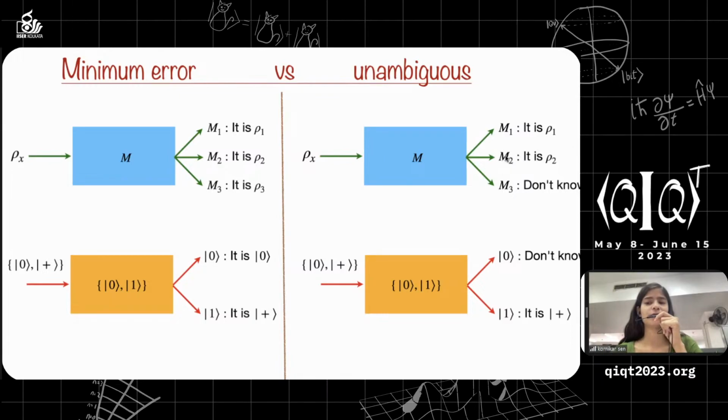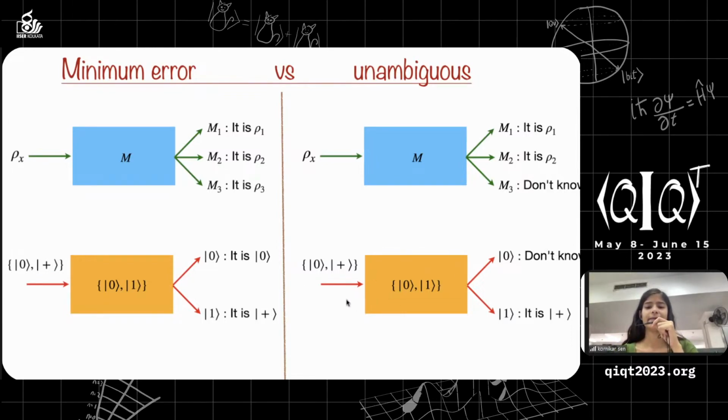If the output is M2, the state is rho 2. And if the output is M3, you may not say anything. You can say, I don't know what the state is. So in this case, when you say an answer, the answer is surely correct, but there is a possibility that you may not say an answer. For example, here for M3.